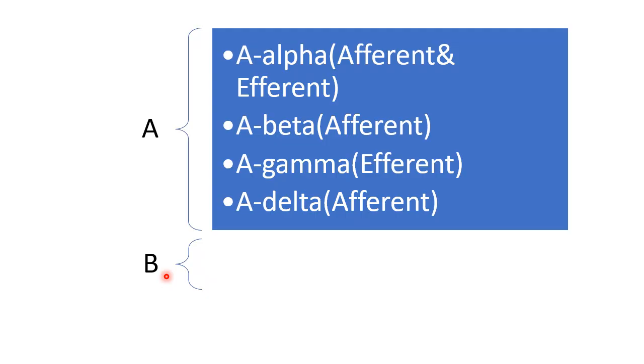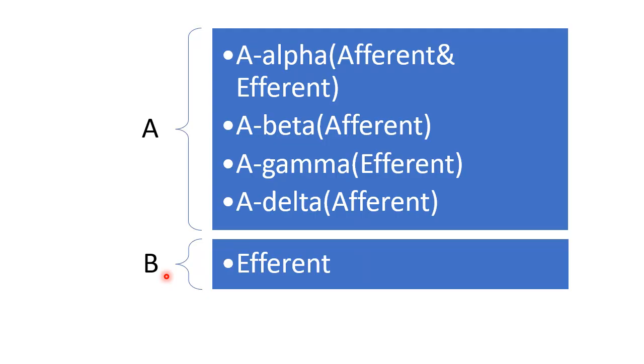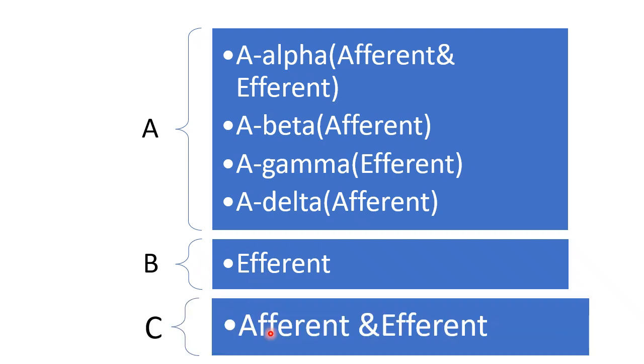And B fiber is efferent. So after afferent, you have efferent. So B fibers are efferent fibers. C fibers are both afferent and efferent. So we complete afferent and efferent: afferent, efferent, afferent, efferent, afferent, efferent. So this way you can remember the three types of nerve fibers, A, B, C, according to the Erlanger and Gasser classification.